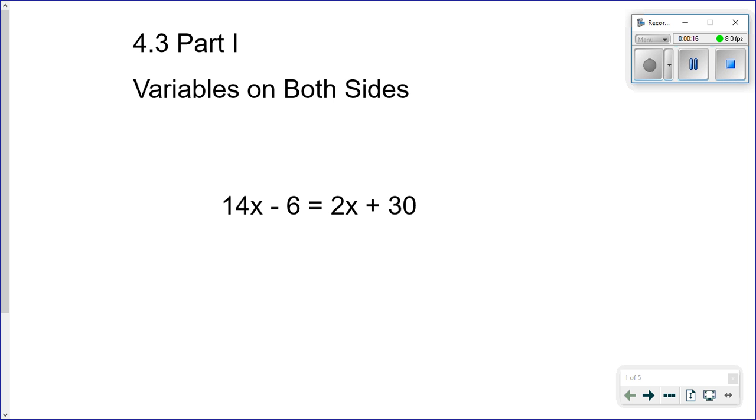You can see here I have an example, 14x minus 6 equals 2x plus 30, where we have a variable on the left side and a variable on the right side. So I had promised you by the time we hit 4.3 that you probably weren't going to be able to do these in your head anymore, and I'm willing to bet that most of you cannot. Okay?